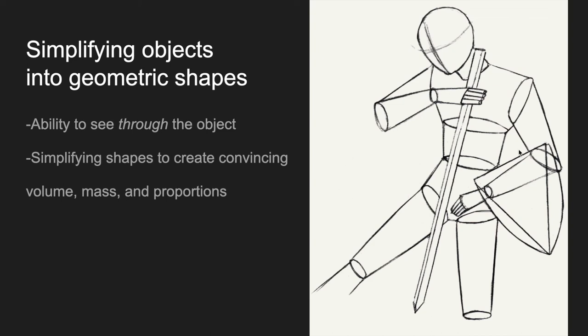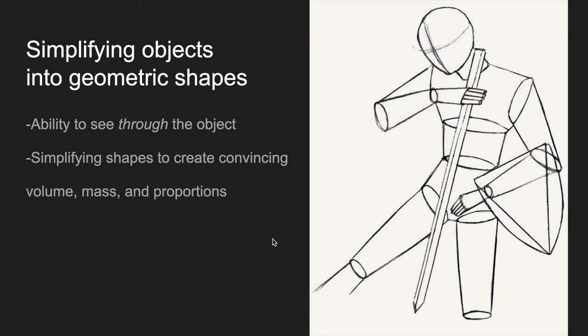And then other shapes. This looks like a cone. This looks like a cone. There's a sphere for the head. There appears to be some cubes for the fingers, for example.